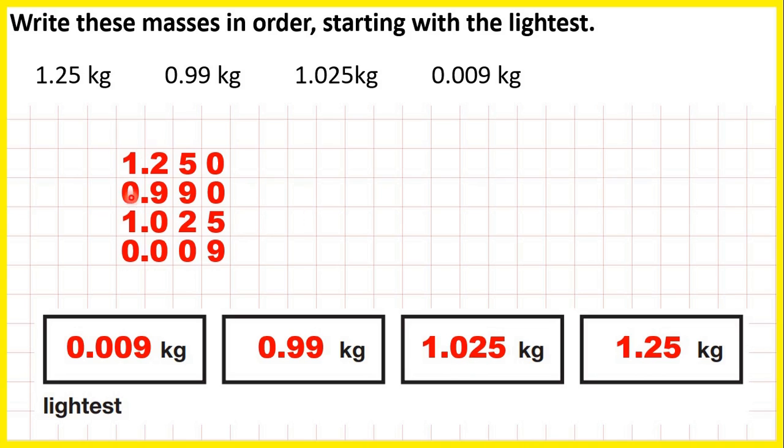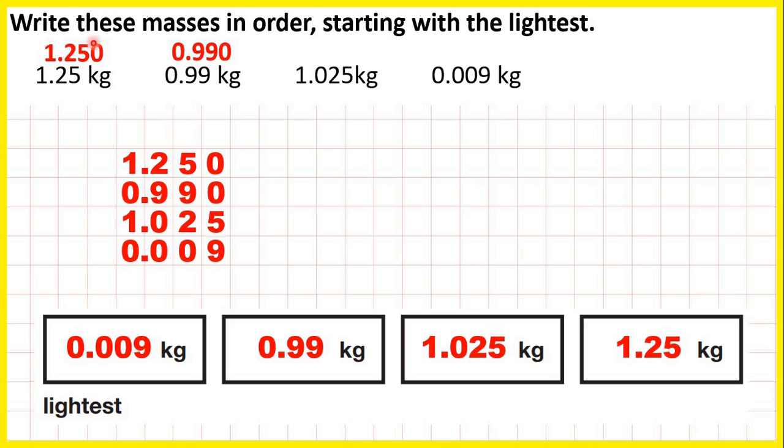Now the other thing that you can do to save you some time is just write the numbers out with zeros in the question that they've given us. So 1.25 is the same as 1.250 and 0.99 the same as 0.990. And our other numbers have 3 decimal places, 3 digits after the decimal point.